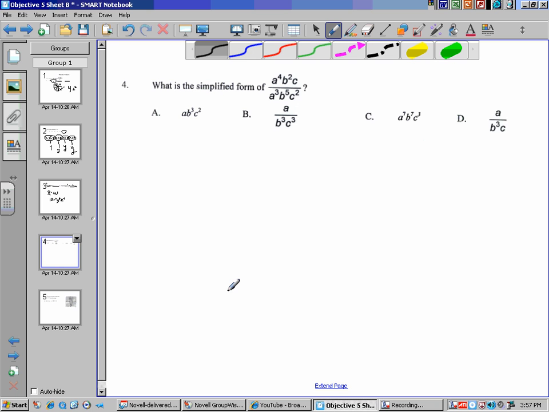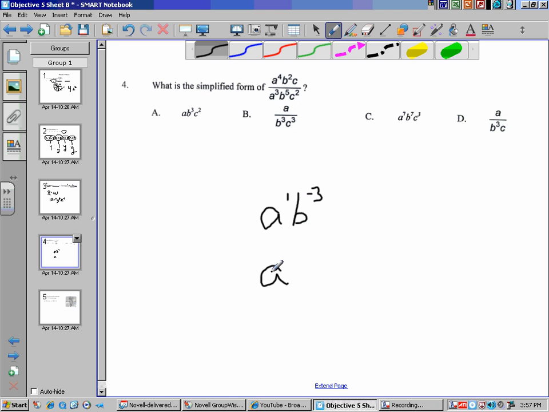Next, here's the next problem. Pause the video, come back and see how you do. Okay, we're dividing on these, so that means we subtract our exponents. I've got a's in the top and the bottom. 4 minus 3 is 1, so I've got a. You can write a to the 1st power, but really you're going to find it written as a. Next, I have 2 minus 5, which is b to the negative 3rd power.